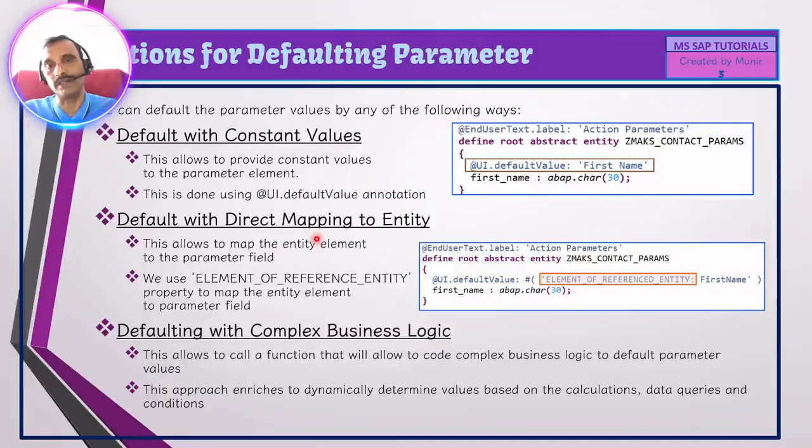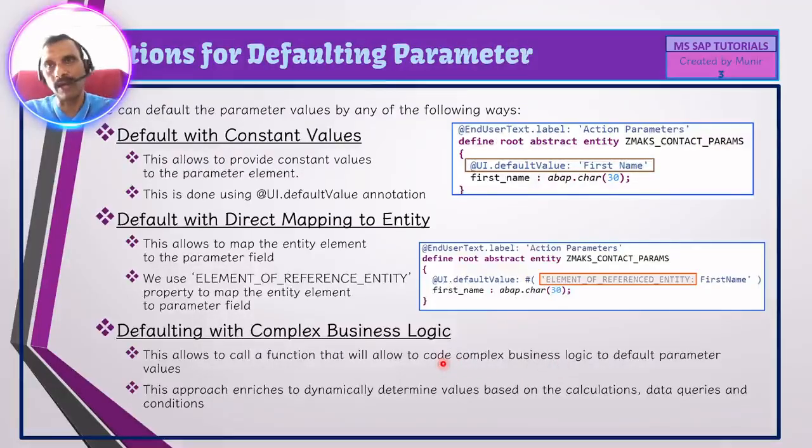Similarly, you can directly map with the entity. To do that, you should default the value with hash and in brackets element of reference entity colon and the entity element name, not the entity name, but the entity element name that you can pass. And finally, it also allows you to define complex business logic that will call a function that will allow you to code all the complex business logic.